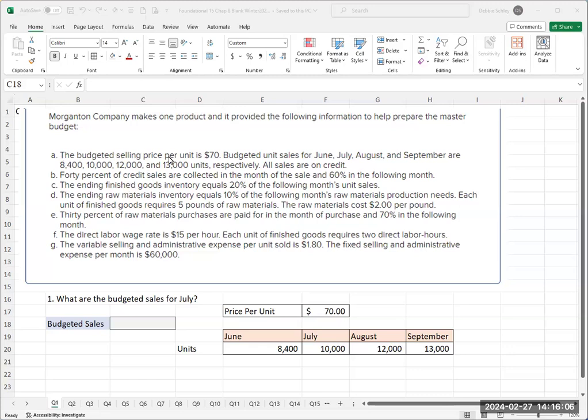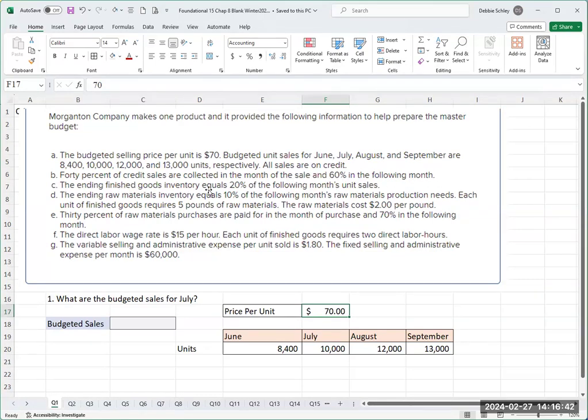So A, the budgeted selling price per unit is $70. Budgeted unit sales for June, July, August, and September are 84,000 units in June, 10,000 units in July, 12,000 units in August, and 13,000 units in September. All sales are on credit, which means they go into and out of accounts receivable. 40% of credit sales are collected in the month of the sale and 60% in the following month.